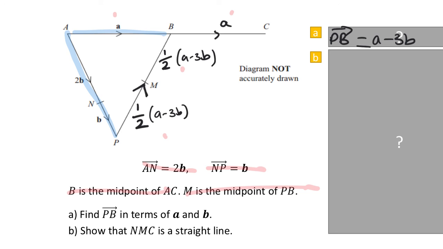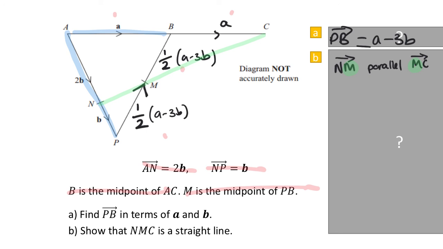So to show that NMC is a straight line, we need to show that NM is parallel to MC. And what do they share? They share the common point M, which is in the middle. And if we were to draw a straight line NMC, that's what we're doing. And M is our middle one there, isn't it?